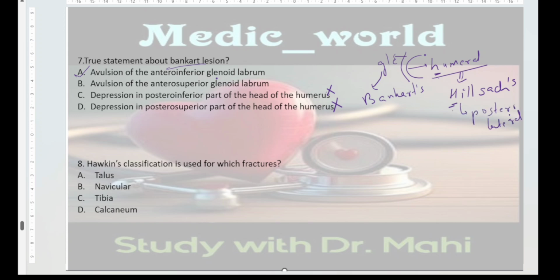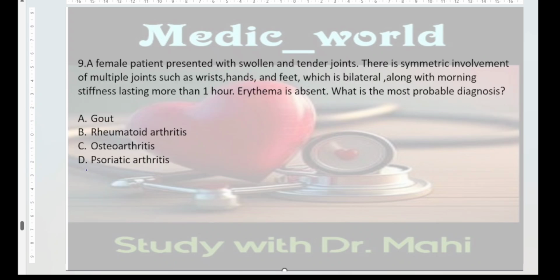Now, let's move towards the other question. Hawkins classification is used for which fracture? Hawkins classification is used for fracture of neck of talus bone. So the answer to this question is A, that is neck of talus bone.